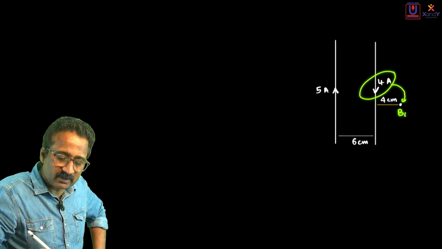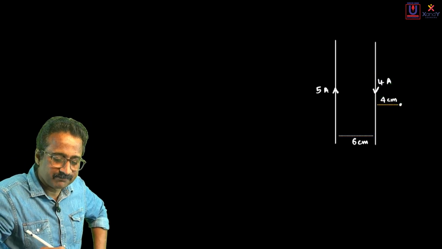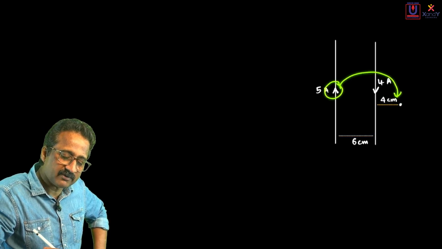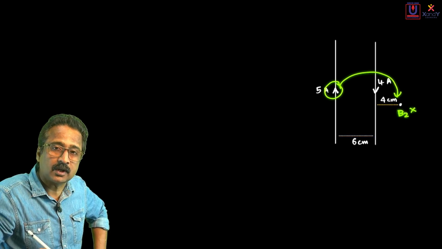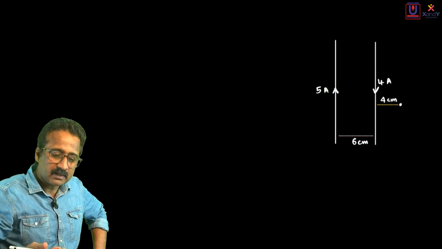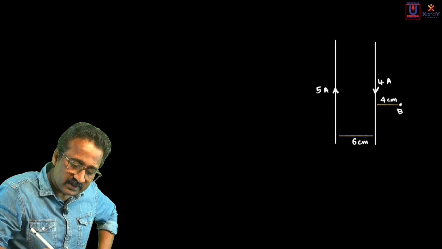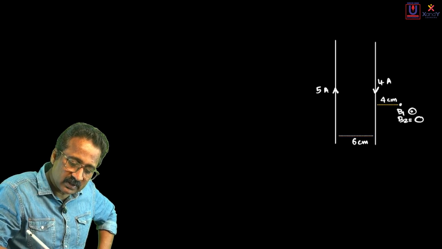Now that magnetic field B1, according to the sign rule, will be outward to the screen. Now we have another magnetic field produced by this 5 ampere here. 5 ampere also can produce a magnetic field here. We'll be calling it B2. Now that B2, as per direction rules, is inward. So one field is outward, the other field is inward. B1 is outward and B2 is inward. Let me make it clear now. So this B1 here is a field that is outward and B2 here is going to be inward.